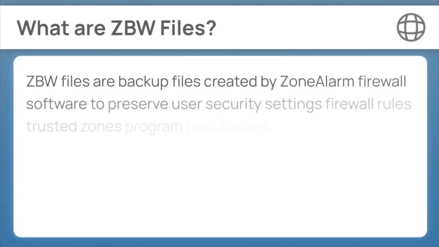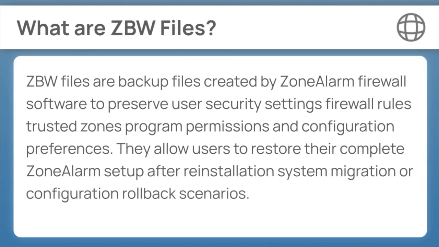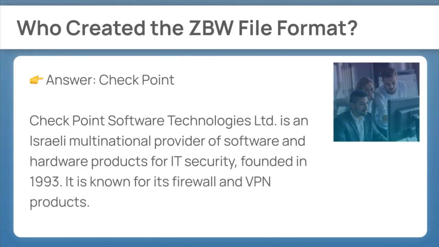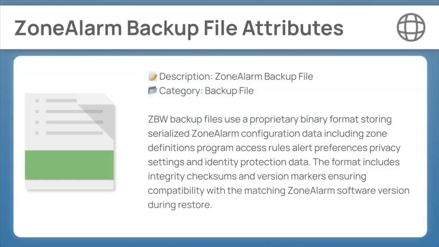ZBW files are backup files created by ZoneAlarm firewall software to preserve user security settings, firewall rules, trusted zones, program permissions, and configuration preferences. They allow users to restore their complete ZoneAlarm setup after reinstallation, system migration, or configuration rollback scenarios. ZBW backup files use a proprietary binary format, storing serialized ZoneAlarm configuration data, including zone definitions, program access rules, alert preferences, privacy settings, and identity protection data.